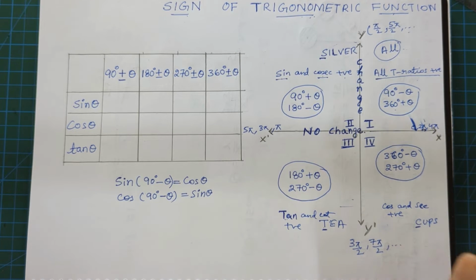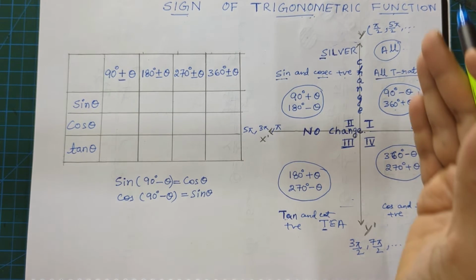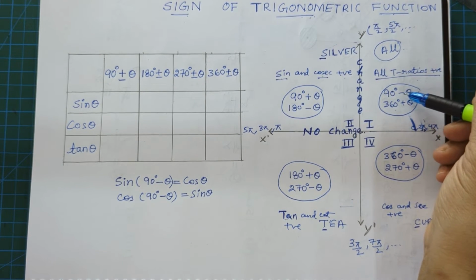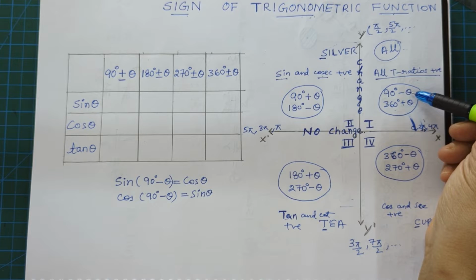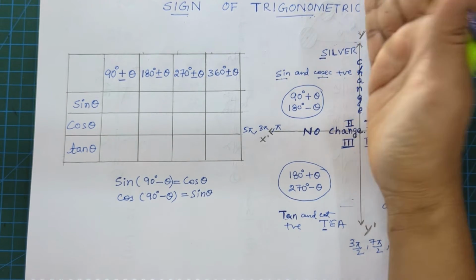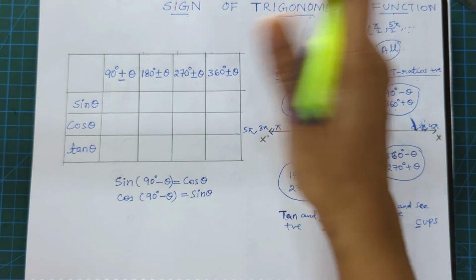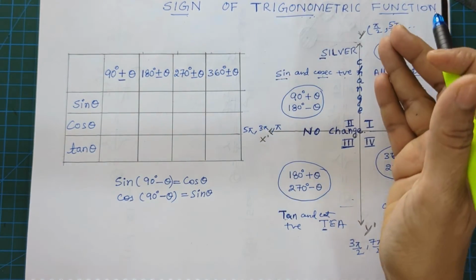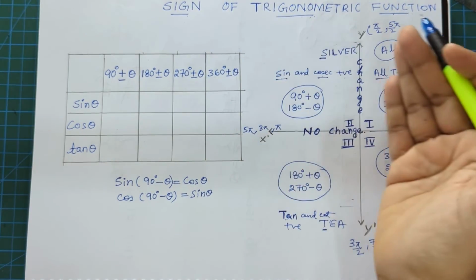So that's next. What else to remember? When we take cos of 90 minus theta, that becomes sine. Why? Because with respect to 90, meaning with respect to positive y-axis, when we are changing an angle, 90 minus theta, 90 plus theta, cos becomes sine, sine becomes cos.